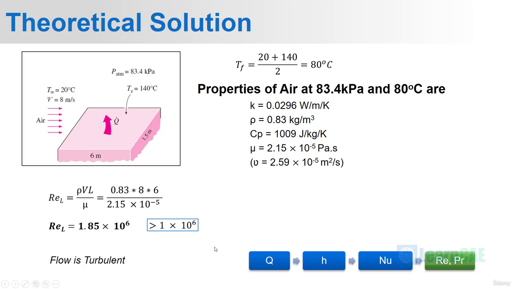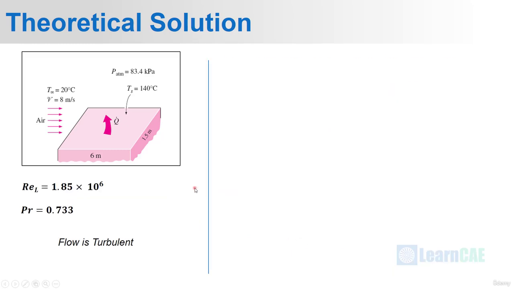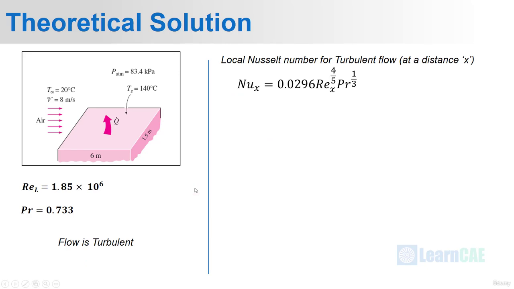Next, we shall calculate the Prandtl number. Prandtl number is equal to mu Cp by k. We shall substitute the values. So finally, Prandtl number is equal to 0.733. So using Reynolds number and Prandtl number, we shall calculate the Nusselt number. Since the flow is turbulent, we have to use the formula for Nusselt number which corresponds to turbulent flow.